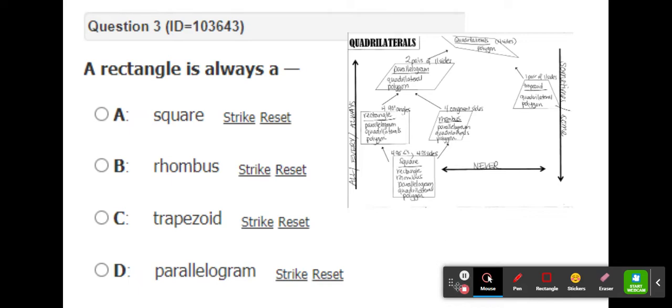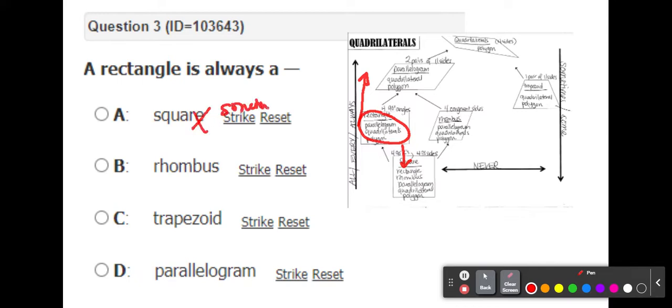All right, question 3. A rectangle is always a square, rhombus, trapezoid, or parallelogram. So that's where this chart really comes in handy. Because if I was moving up, I follow these words: all, always, and every. So a rectangle is always a... So here's a rectangle. To do the always, it has to be above it. A rectangle is always a square? No, it's sometimes a square if it goes down. So that would be sometimes. Is a rectangle a rhombus? No. It's got to go up. Trapezoid? No. A rectangle is always a parallelogram.